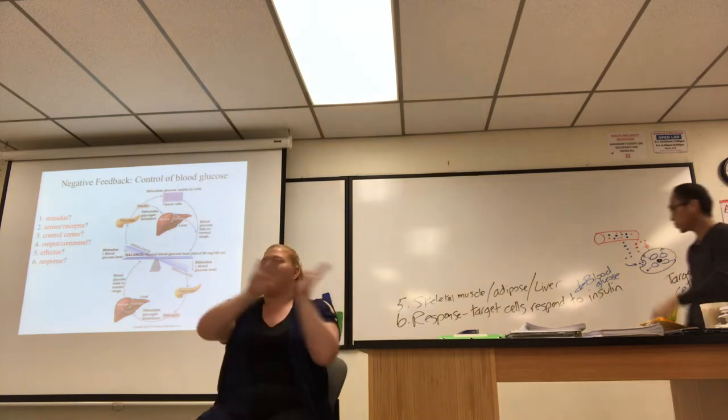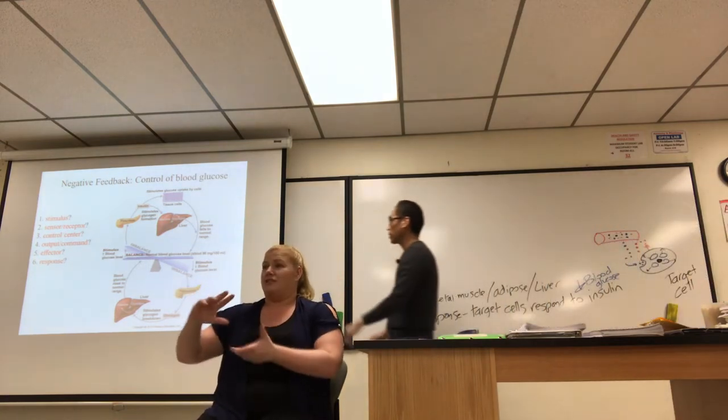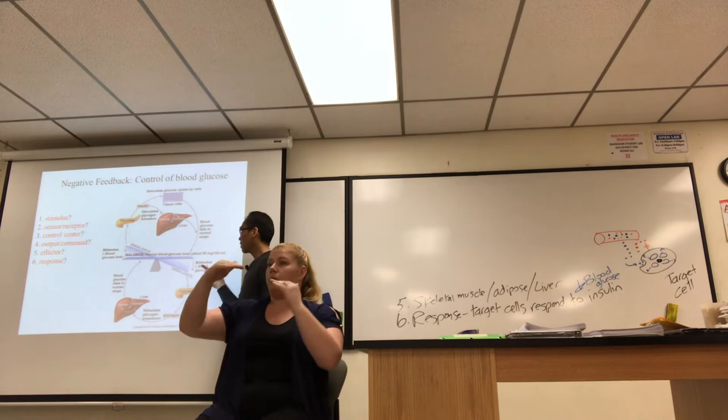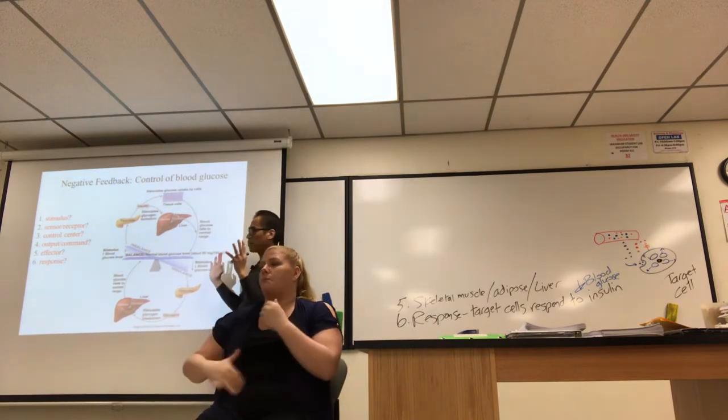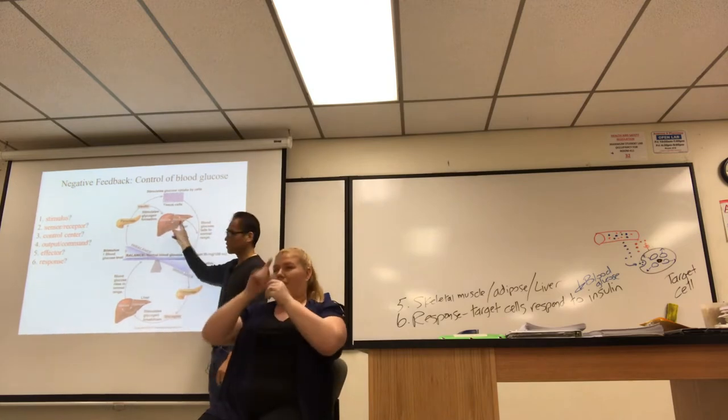Look at the other disturbance. Blood glucose levels could get too low. Oh, wait. Okay, let me backtrack. I remember what I wanted to do. I wanted to find glucose to glycogen. That's it.